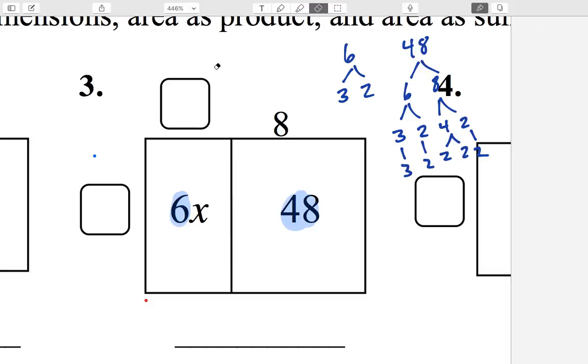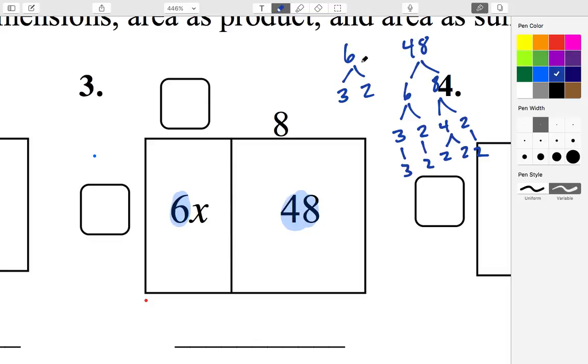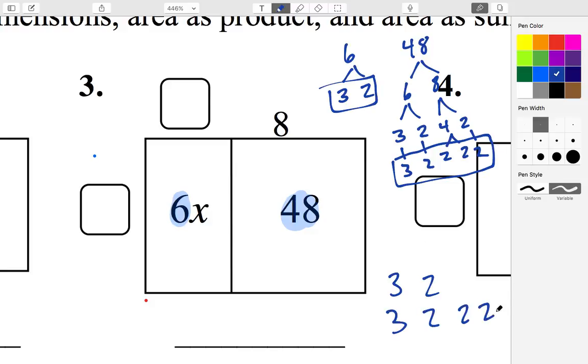Back to these problems. You have 3 and 2, then you have 3, 2, 2, 2, 2. So if I multiply this back out, I'll get 48. What do they have in common? They have a 2 and a 3 in common. So what is 3 times 2? 6. Okay.